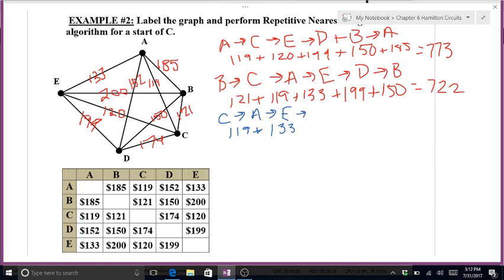From E, my nearest neighbor would have been C, but it would be D now, so 199. From D, we have to go to B. D to B is 150. And from B, we have to go to C. So we're looking at 121. This also gives us a grand total of 722.